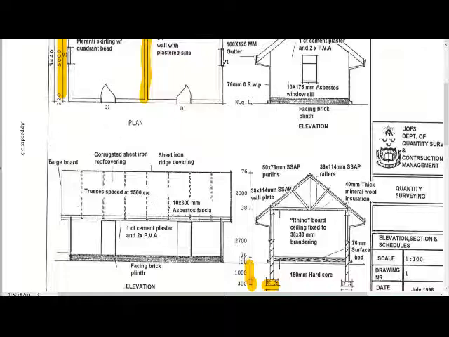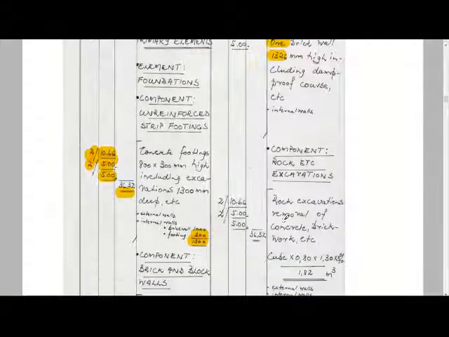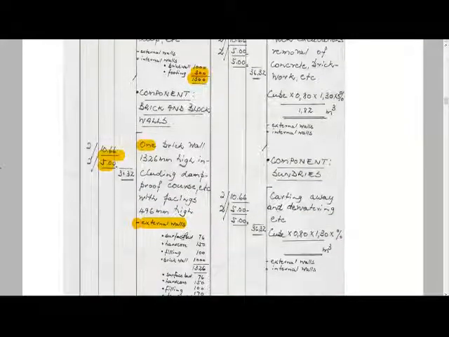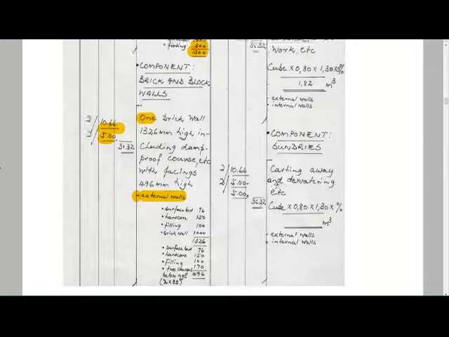Okay, let me just see if they've got the gable ends in here. Where's the gable ends? Hardcore. Okay, so here's just all the other items that they've measured: surface beds, hardcore, etc.